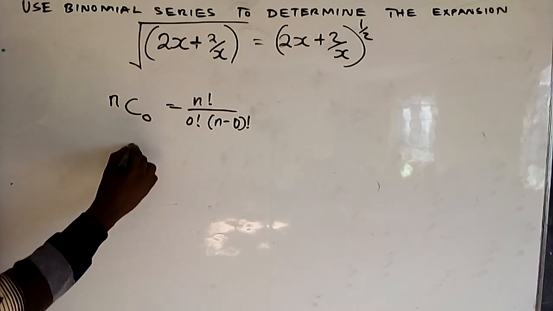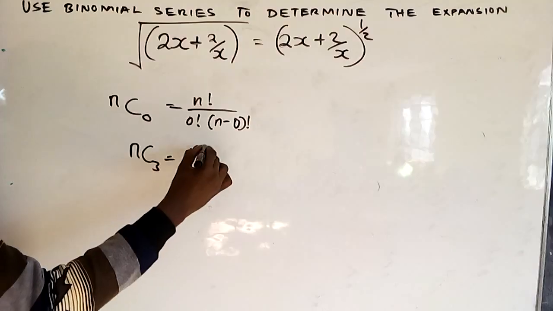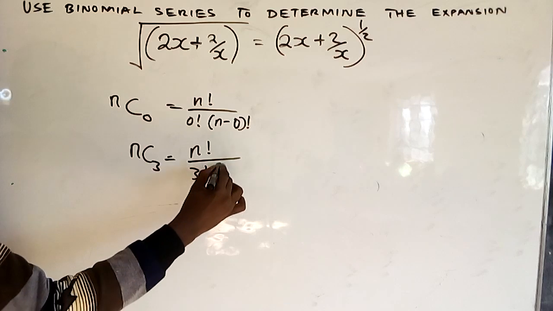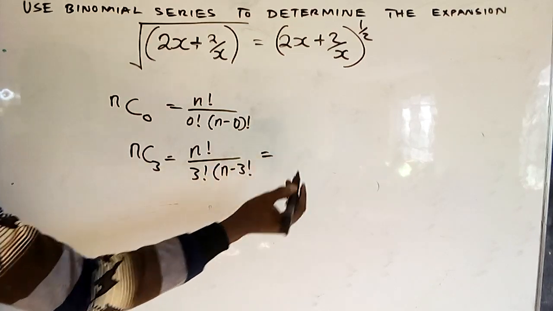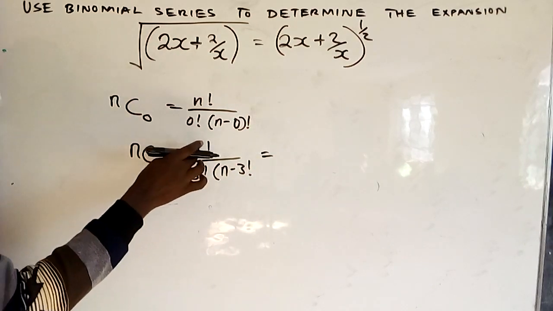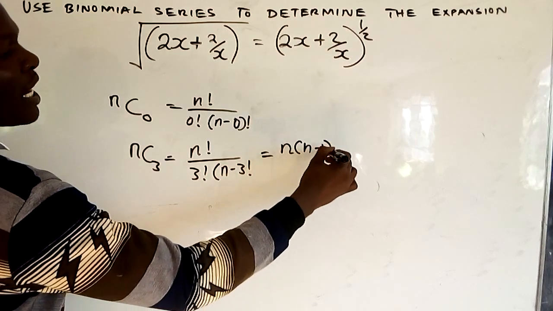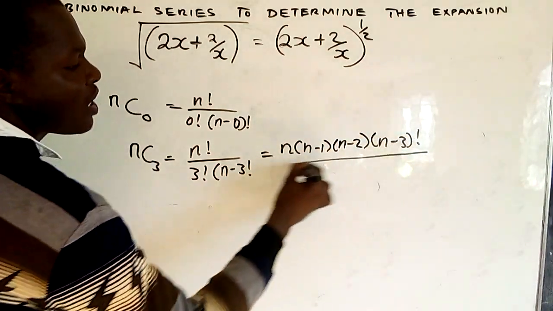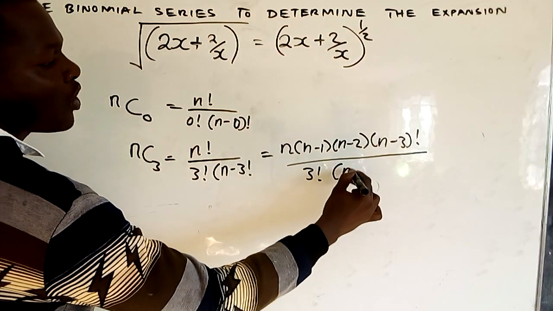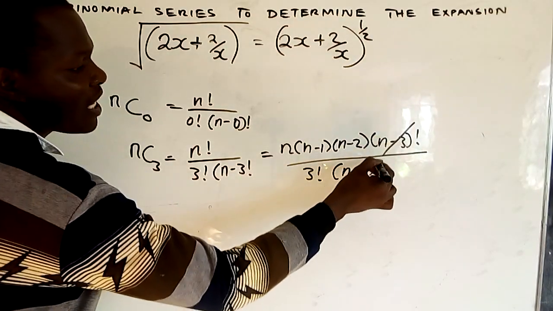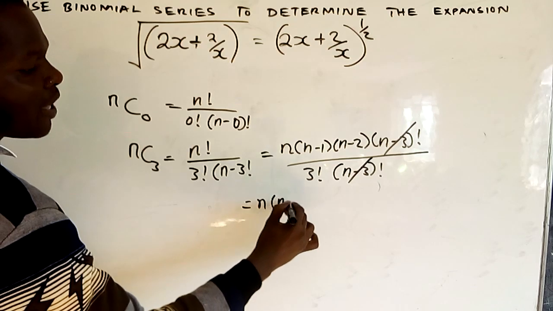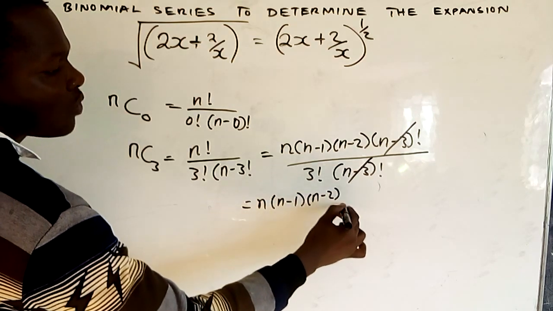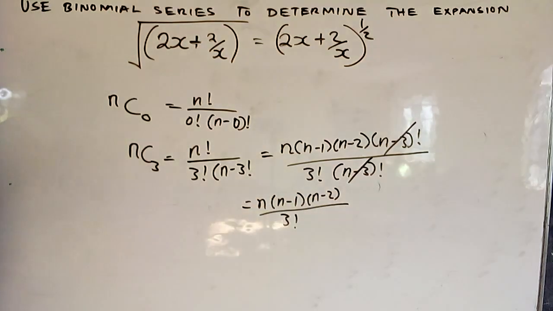When you have a case like n combination 3, it is going to be n factorial over 3 factorial into n minus 3 factorial. Are you seeing that? So that n factorial you can expand into n into n minus 1 into n minus 2 into n minus 3 factorial over 3 factorial n minus 3 factorial. So that cancels with that. You remain with n into n minus 1 into n minus 2 over 3 factorial, isn't it?